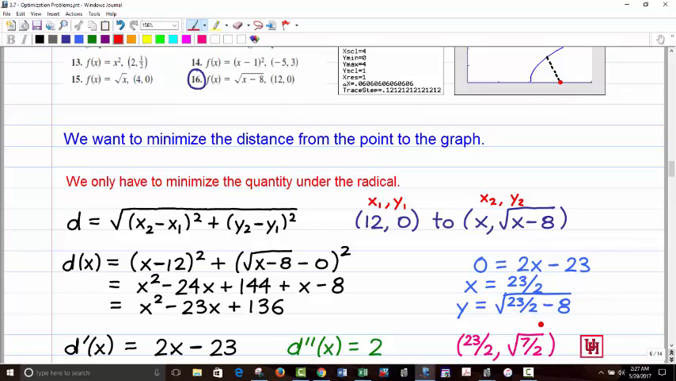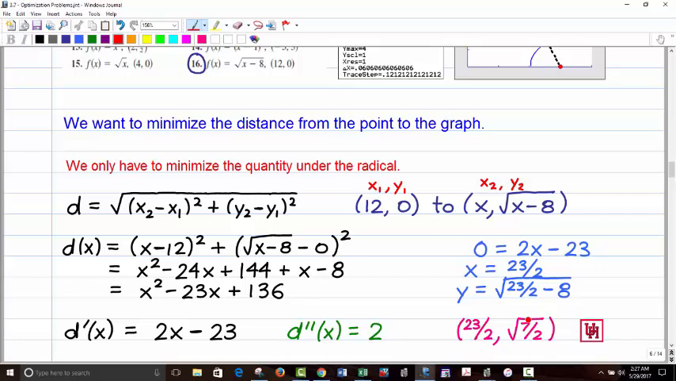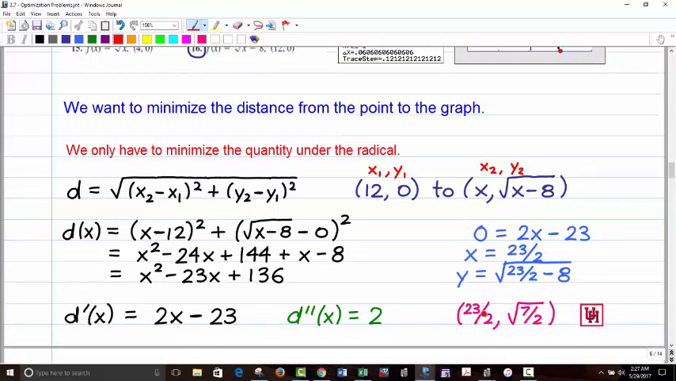Then the y coordinate would be the square root of x minus 8. So the actual point on the graph would be 23 over 2 comma the square root of 7 over 2. Now, to get the actual distance, you'd put the x in here, but then you'd have to take the square root to get the actual distance.